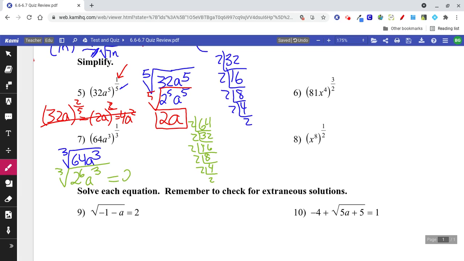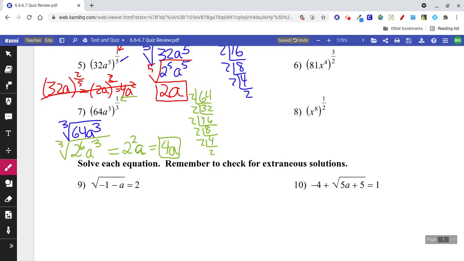3 goes into 6 twice, so that's going to be 2 of the 2's. And 3 goes into 3 once, so I bring an a out there. Nothing stays in. 2 squared is 4. I get 4a. Now again, the fastest way to do it, if you knew the cube root of 64 was 4, because 4 times 4 times 4 is 64, then great, you can skip a step. Again, if there was a numerator there, if that was a 2, you'd square it. If that was a 5, you'd take it to the 5th power, or whatever it says.